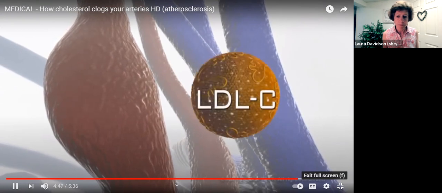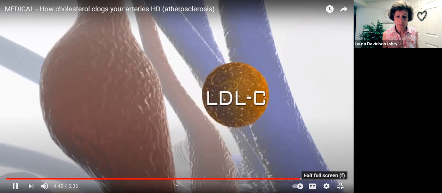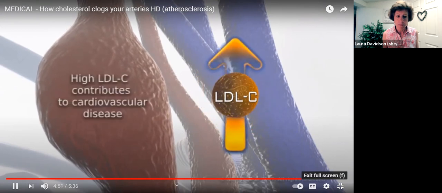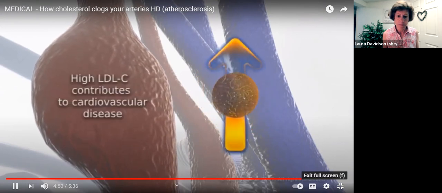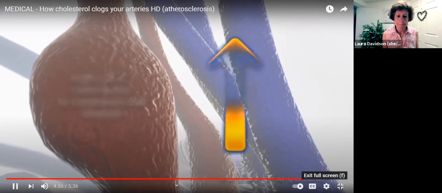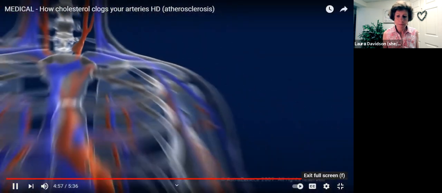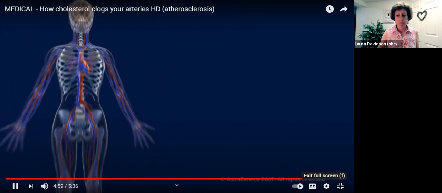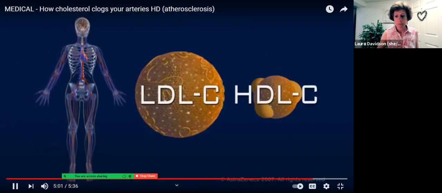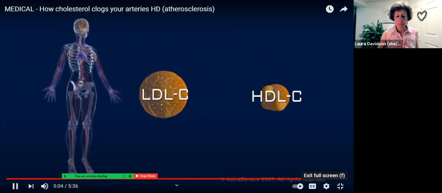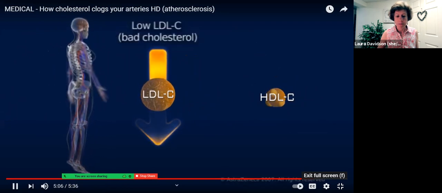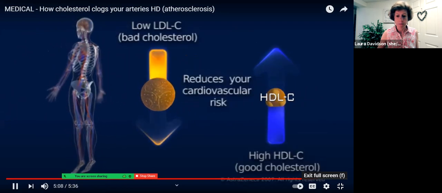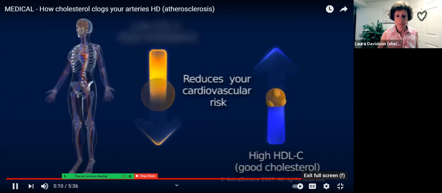We hope, after this presentation, that you understand how the bad cholesterol LDL-C contributes to cardiovascular disease and atherosclerosis, and what that means for your health. We also hope you appreciate why always taking your medication, as prescribed by your doctor, is so important in maintaining low LDL-C and high HDL-C in order to reduce your cardiovascular risk.